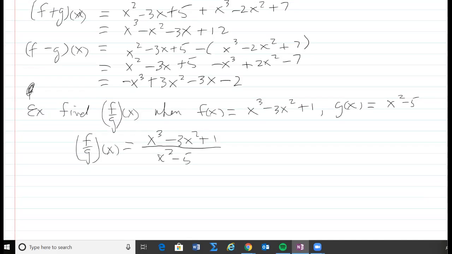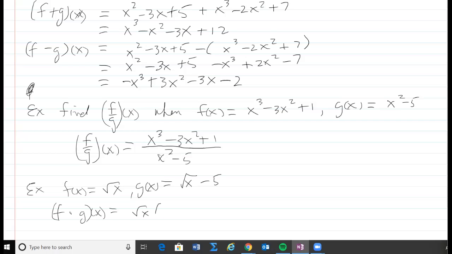Well, we didn't find a product yet. Let's take another example. Let's say we're given that f of x equals square root of x, and g of x is, we'll say, square root of x minus 5. And then let's go ahead and find f times g of x. Well, that'll be root x times root x minus 5. So we'll write that as root x minus 5 root x, which we can write as just an x squared minus 5 root x.